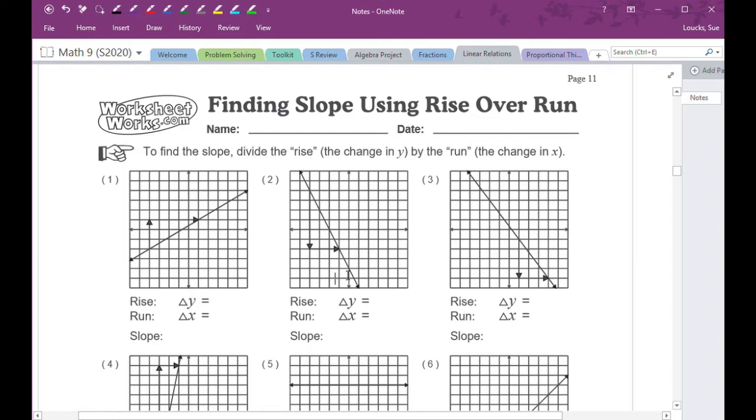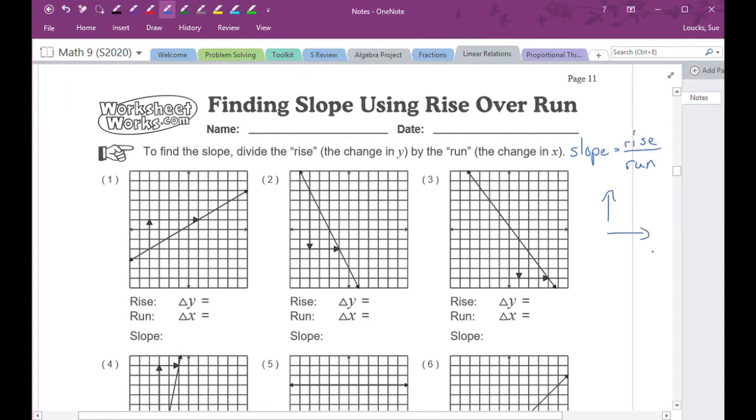Slope is defined as the rise, which is the change in y, divided by the run, which is the change in x. So we write that as slope equals rise over run. Okay, rise is how far up it goes. Run is how far to the right it goes.